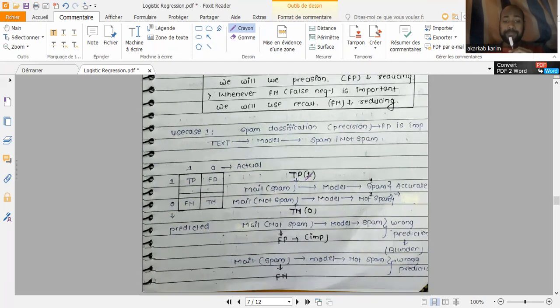At this time, true positive is 1, which means it's spam. A mail is spam, I give it to my model, and it's predicted as spam. Accurate. And the other one here we have is not spam, the true negative. That means 0: I give it to my model, and it is considered not spam.